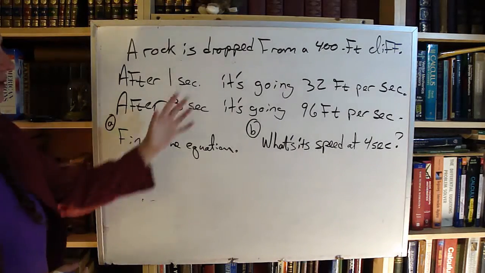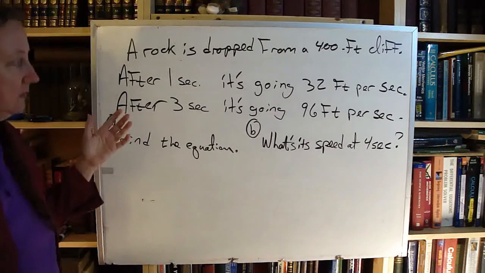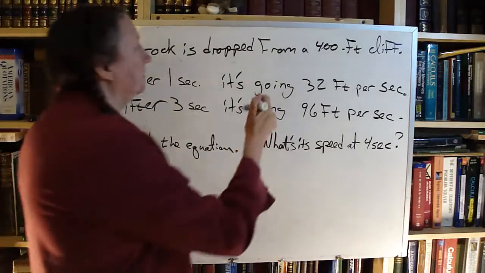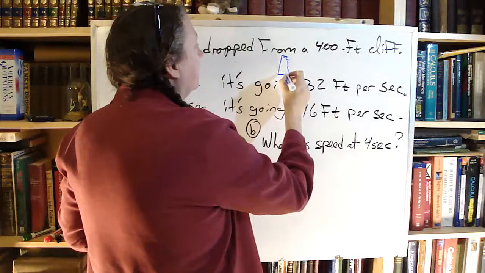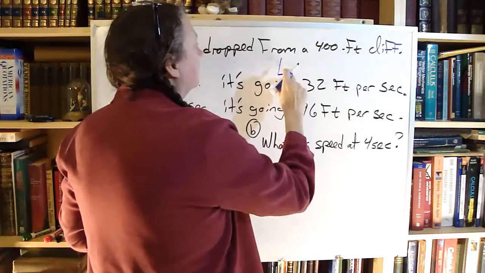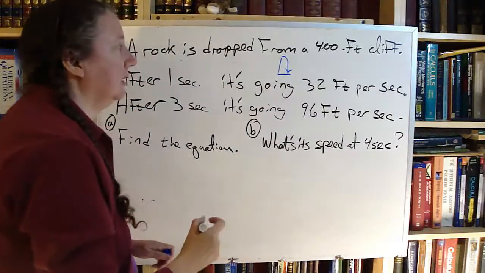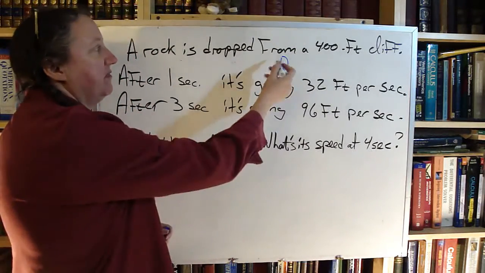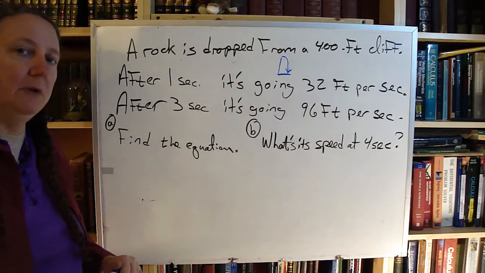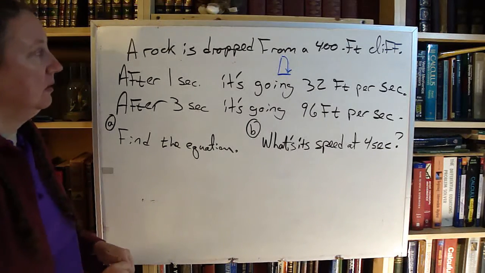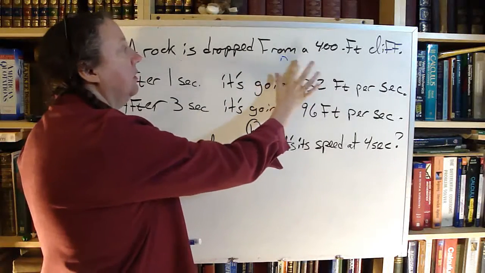So, looking at this information, I can draw a picture if I want to. You have your cliff. You drop the rock off the cliff. The height of the cliff really doesn't matter that much in this problem, though. What matters is how fast the rock is going.